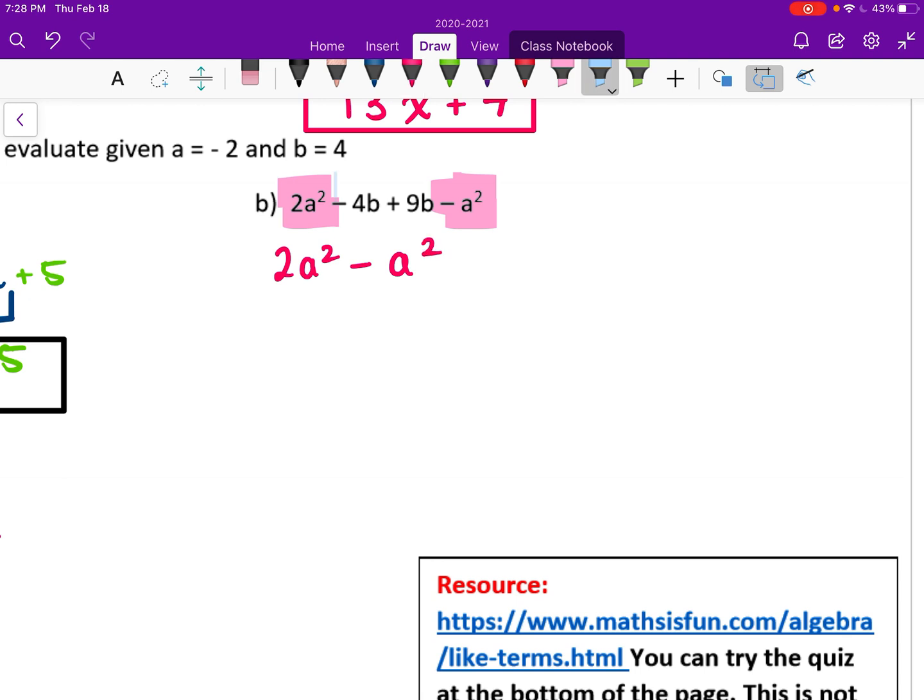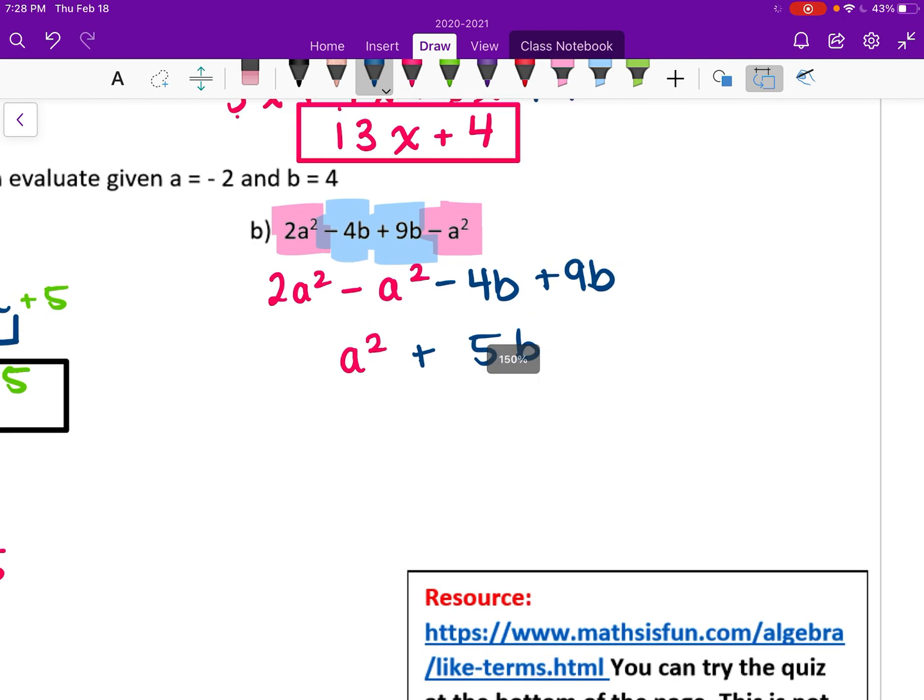And then I'm going to find my b. It's a negative 4b plus 9b, right? Negative 4b plus 9b. So I'm going to do 2 minus 1 is going to give me just 1. So I'm going to leave it as a squared. Negative 4, right, plus 9 is going to give me positive 5. So I'm just going to go put that in. Positive 5b, right?